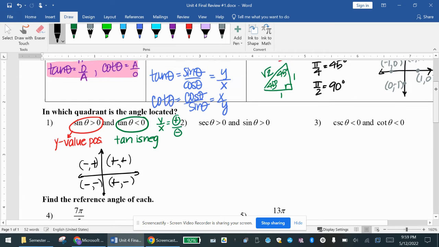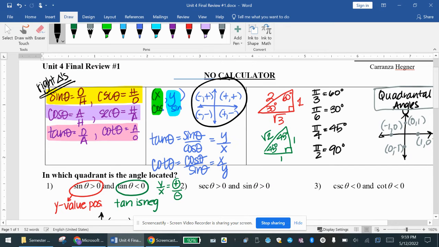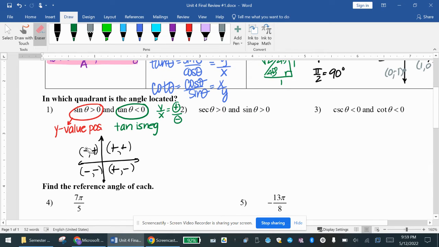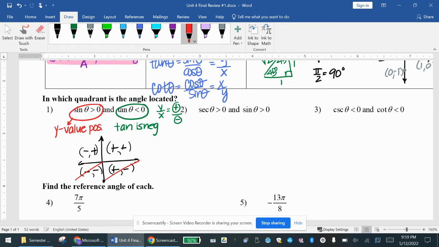Remember I'm using the signs from here, okay? When you go left from the y-axis, the x values are negative. When you go to the right, the x values are positive. Above the x-axis, y values are positive, and below the x-axis, the y values are negative. All right, so according to the clues, if the y value is positive, then it can't be anything below the x-axis.